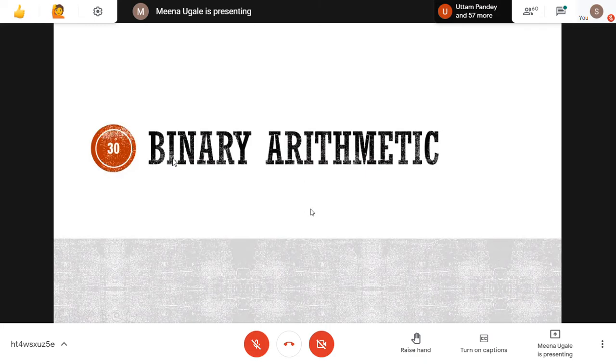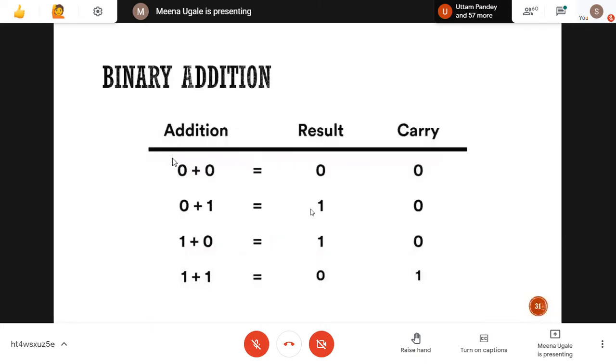Now in binary arithmetic, the very simple ones we always go for are addition and subtraction. Just see this, no need to note down. When I go for binary addition, I have the digits 0 and 1, so we have to add 0 and 0, or 0 and 1. This shows that when I add 0 and 0, the result is 0, carry is 0. When I add 0 plus 1, the result is 1, carry is 0. When I add 1 plus 0, the result is 1, carry is 0.